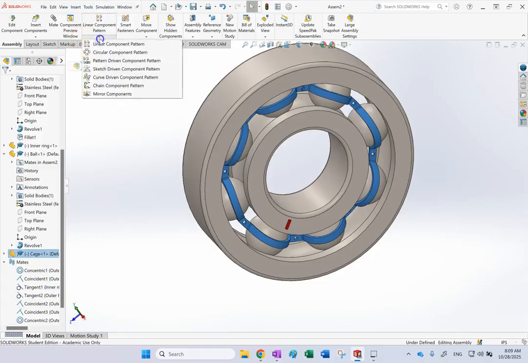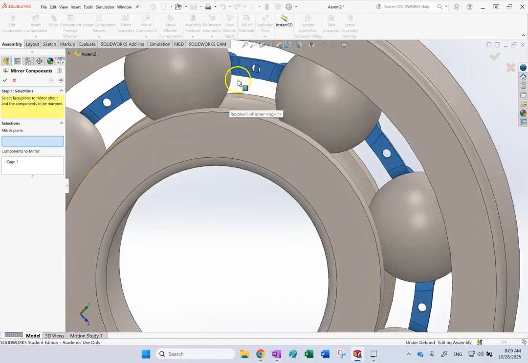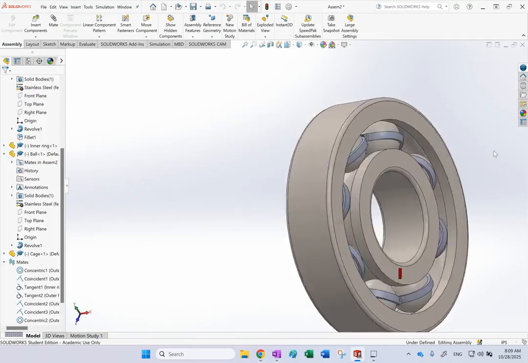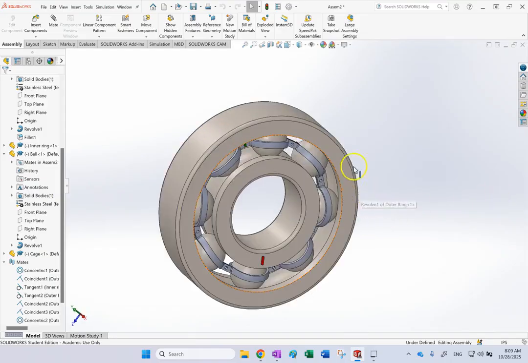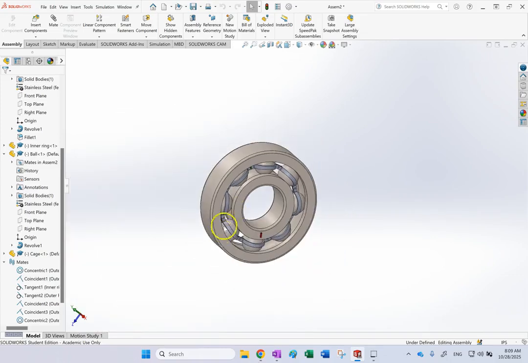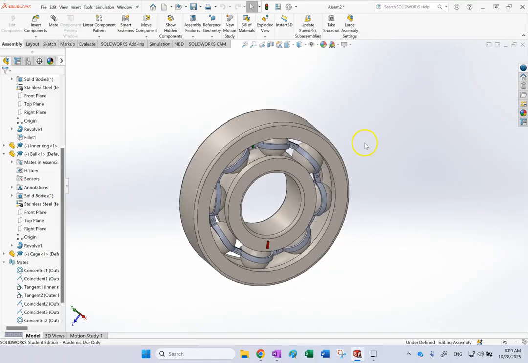And then I'm going to mirror this, and the mirror surface is the surface here, and that should give me the other cage. Done. So this is how you assemble it. Now if you have pins, you can put the pins inside this hole and then do a circular pattern of the pin as well. But for now, I just want to skip the pin, so I want to talk about the angular velocities. Good. So this is how you assemble it.